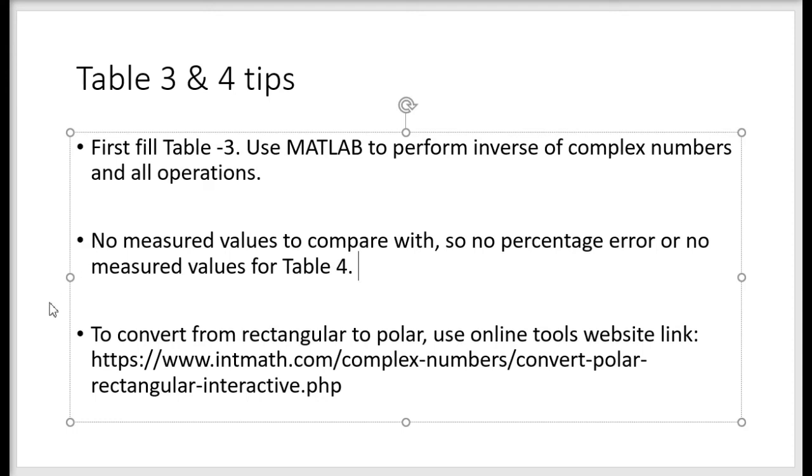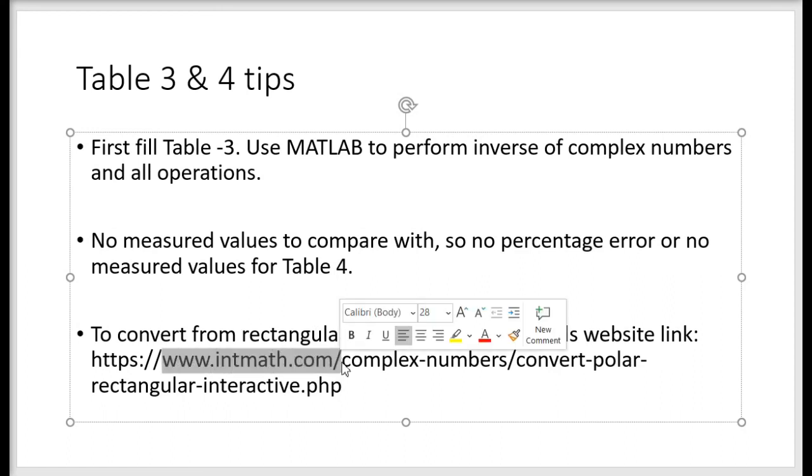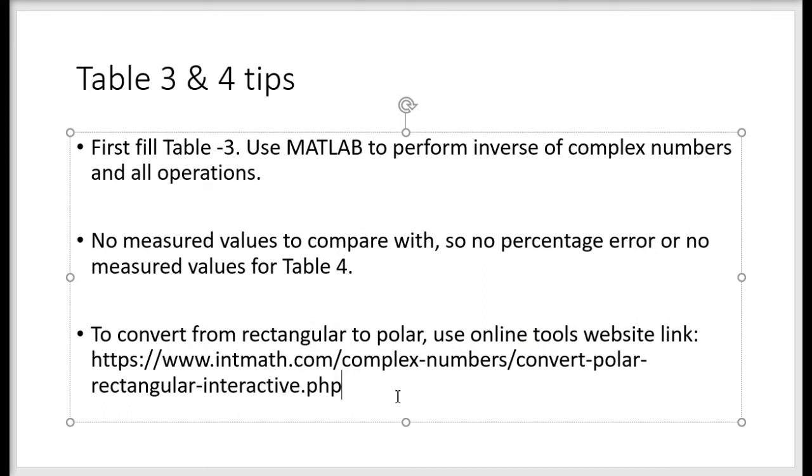Then in the second column, when they say to convert from rectangular to polar, you're going to go to this particular website, intmath.com. Over there, when you type in complex number rectangular to polar conversion, there is a website called IntMath. Go to that website. Over there you are going to find a section where they convert a rectangular complex number into a polar complex number. So convert that and then put them in table 4.